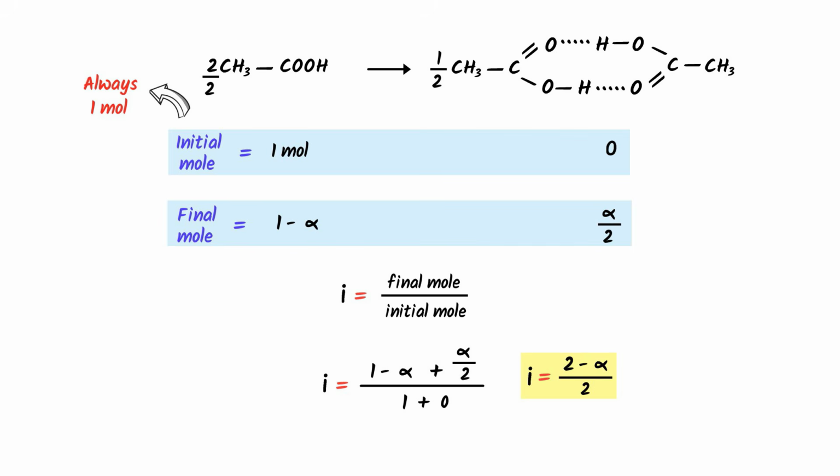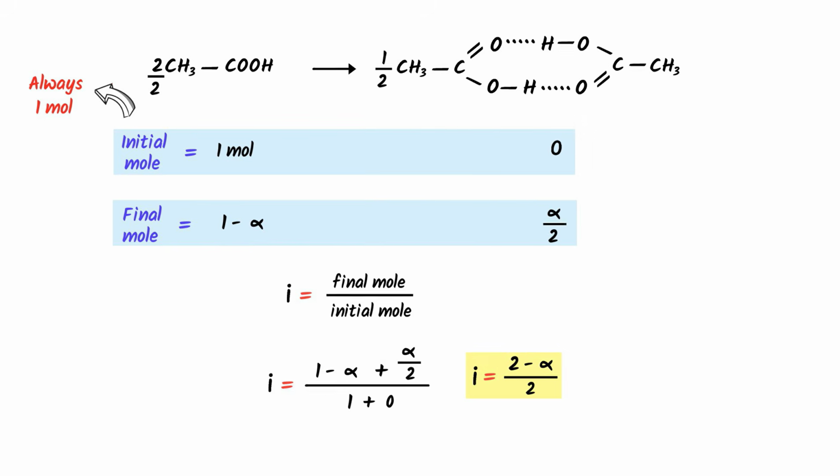Thus the Van't Hoff factor of this association reaction is (2 minus alpha) upon 2. Using this equation, we can easily calculate the Van't Hoff factor of this reaction at any moment. Hence note down this important concept. Now we will learn important formulae of colligative properties.